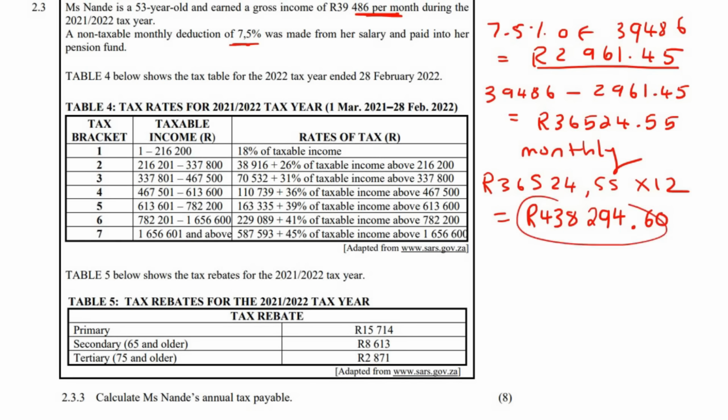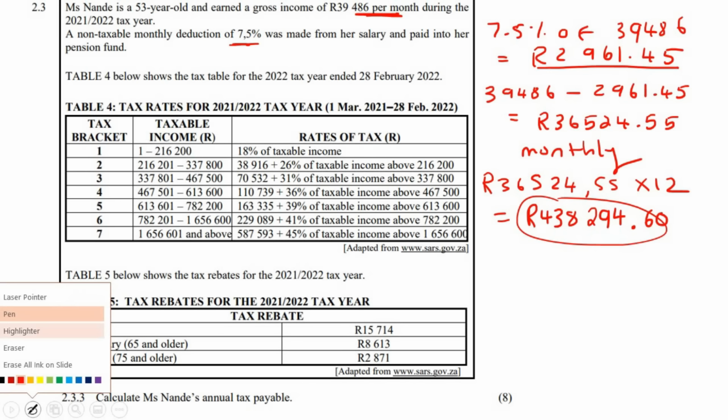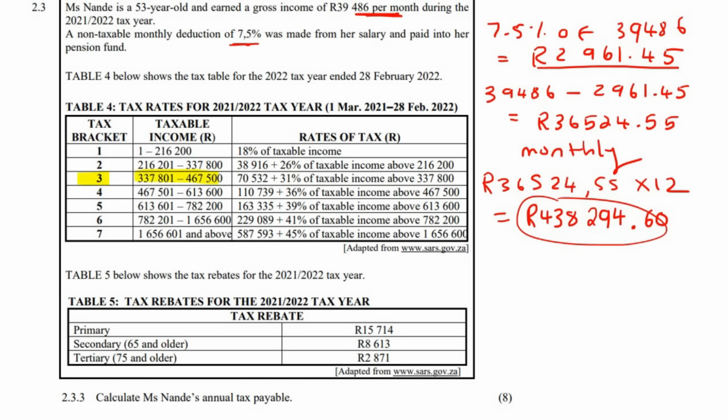So now you have to take this value and see which tax bracket that would put the person into. And if you do that correctly, you should land up in tax bracket number 3, which is somewhere inside here. Okay, so when you are inside that tax bracket, you are definitely going to pay 70,532 Rand. That is how much tax you would pay in the beginning, just because you are in that tax bracket. Now, there's also this part. It says that you will also pay 31% of all the income that is above this amount over here.